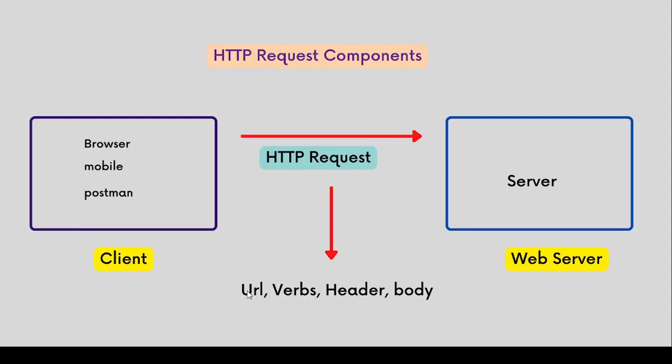The components are URL, verbs, header and body. Each request must have a unique URL and each request must have an HTTP verb. Also, each request can have one or more headers and each request can have a body. So this is the basic structure of the HTTP request components.